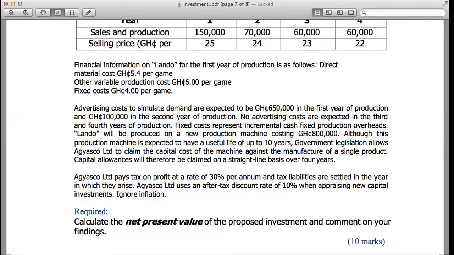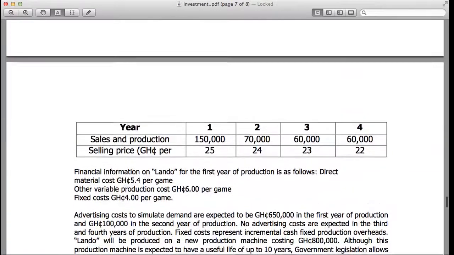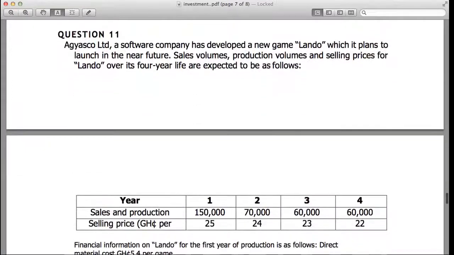If you have potential investments and you are thinking of which one to accept, go in for the one that gives you the highest NPV. Probably it will increase the shareholders' wealth or shareholders' value. The one that will best increase the shareholders' value. That's it. Okay, now let's start reading the question.